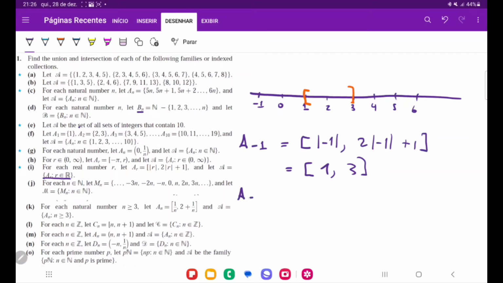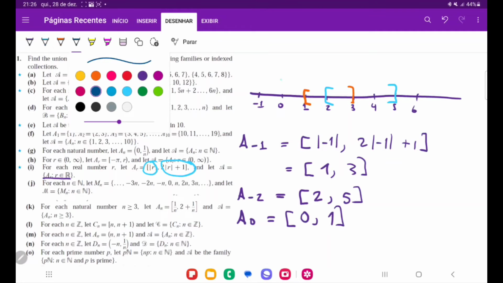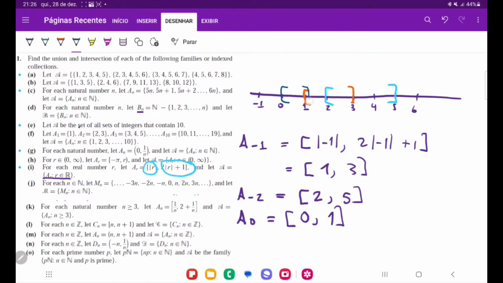What if I do A of -2? Well, similarly, it's going to begin at the absolute value of -2, which is 2, and then it's going to end at 2 times the absolute value of -2, which is 4 plus 1, which is 5. So it's going to go from 2 to 5. And this absolute value here basically means that none of the boundaries can ever be 0, so it's going to begin at, say, A of 0, where it begins at the absolute value of 0 and ends at 2 times 0 plus 1, ends here. So let me do that in a different color. So this begins here at 0 and then ends at 1.